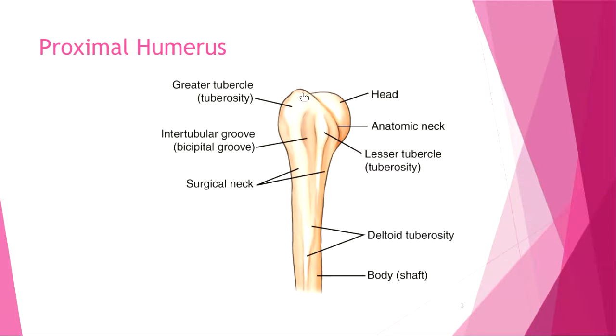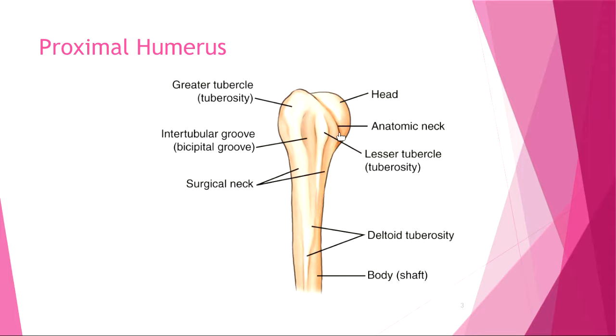So notice we have the greater tuberosity or the greater tubercle. We also have the lesser tuberosity or the lesser tubercle. In between the two, we have the intertubercular groove or bicipital groove. The humerus has a surgical neck and an anatomic neck.